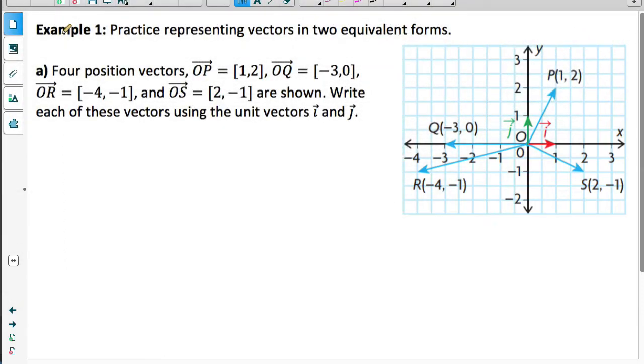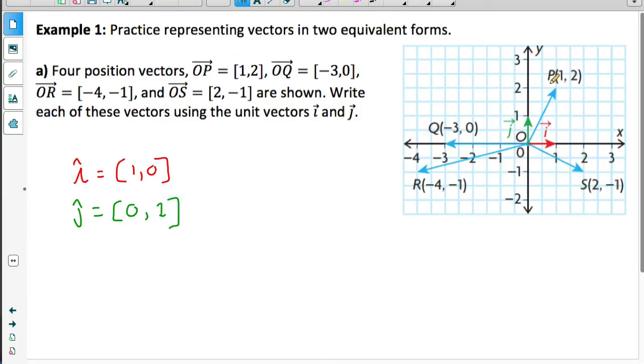Example 1, we're going to practice representing vectors in 2 equivalent forms. So we're going to work at transitioning between position vectors and sums of unit vectors. So I've given you 4 position vectors. Let's rewrite each of those as sums or differences of unit vectors. And we're going to specifically write them as sums or differences of unit vector i and unit vector j. Remember, unit vector i is the horizontal vector with magnitude of 1, vector [1, 0]. And unit vector j is the vector [0, 1]. And those are shown in the diagram to you here.